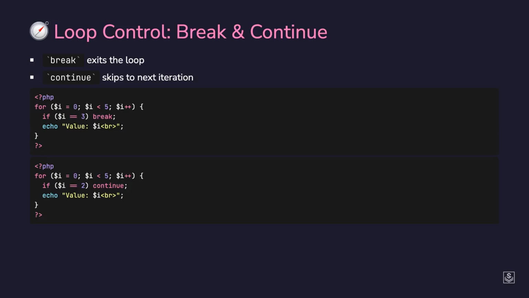These controls are useful for filtering data, handling exceptions, or optimizing performance. Use them judiciously to avoid confusing logic. Nesting loops with break and continue requires careful planning to maintain clarity.